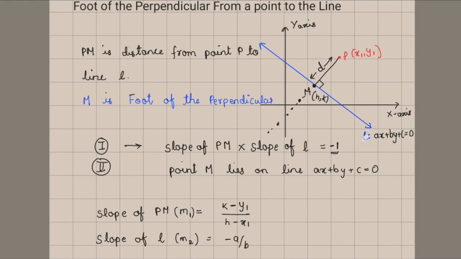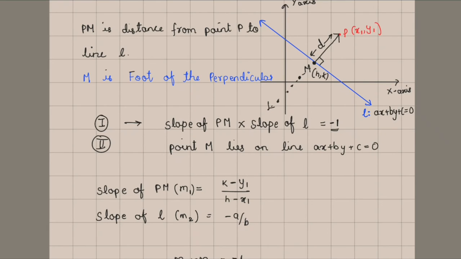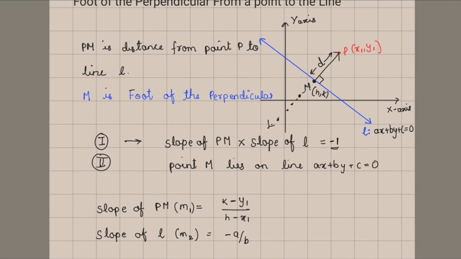As we know the slope of line L, we get the slope of PM line, which is minus a by b into slope of PM equals minus 1. So you get slope of PM as b by a. As we know the point P (x1, y1) and the slope, we get the equation of PM line. So if you intersect PM and line L, the point is M. If you solve these two equations, you get point M. So this is the second way to approach this problem.